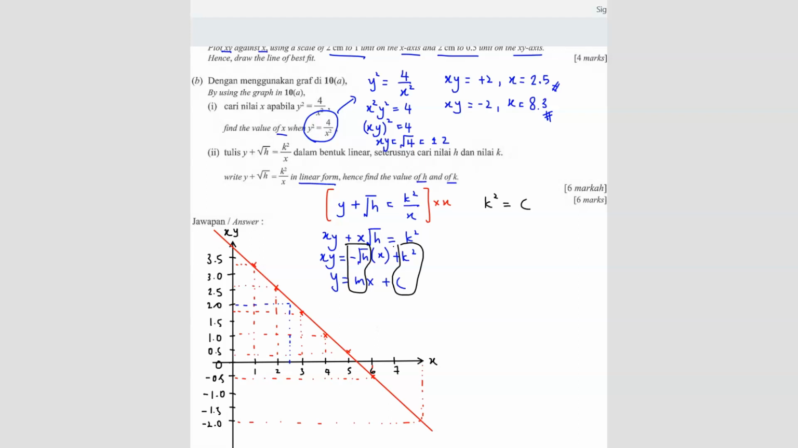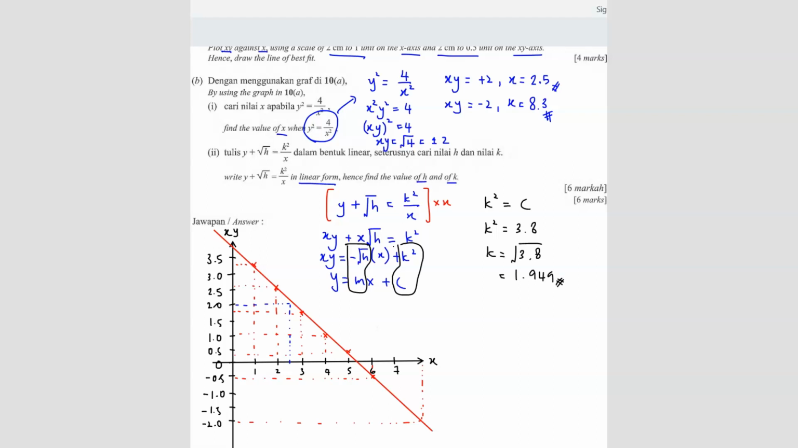So in this case, I can't really see what is the intercept here because I never plot. I would say probably around 3.8, or I guess 3. I think 3.8. So k square equals to 3.8. So k will be equals to square root 3.8. So your answer will be 1.949.